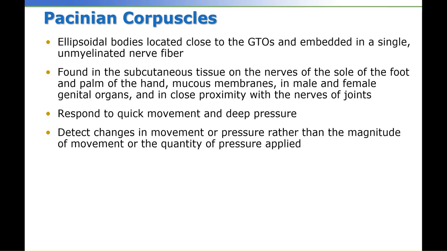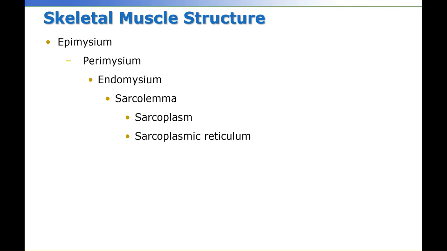They respond to pressure and quick movement, and detect change. They are ellipsoidal bodies located close to the Golgi tendon organs and embedded in a single unmyelinated nerve fiber. They're found in subcutaneous tissue, on the nerves in the soles of the feet, palms of the hands, mucous membranes, and male and female genital organs, and in close proximity to the other nerve joints. These detect changes in movement or pressure rather than the magnitude of movement or amount of applied pressure. So they respond quickly to movement and deep pressure.